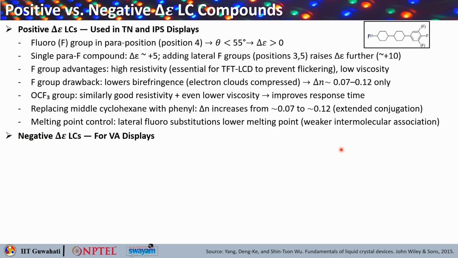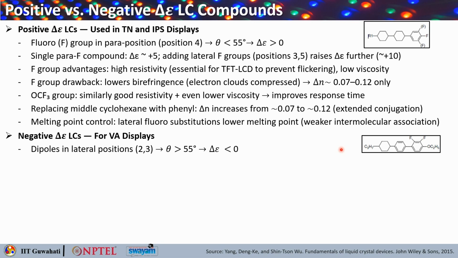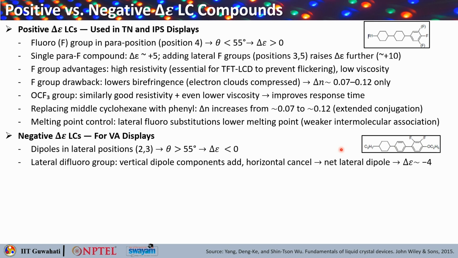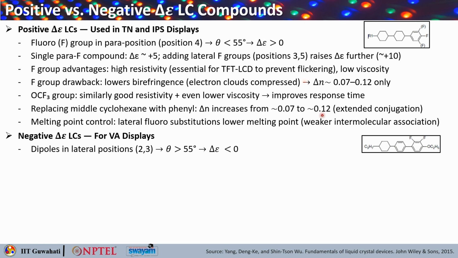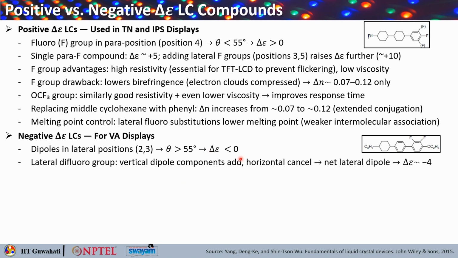On the other hand, we have already seen that negative delta epsilon liquid crystals are basically used for vertical alignment displays. There the dipoles are in lateral positions 2, 3, okay, and theta will be greater than 55 degrees, that means you are getting delta epsilon less than 0, that is negative. So, you can use the lateral difluoro group. The vertical dipole components add and the horizontal ones cancel.